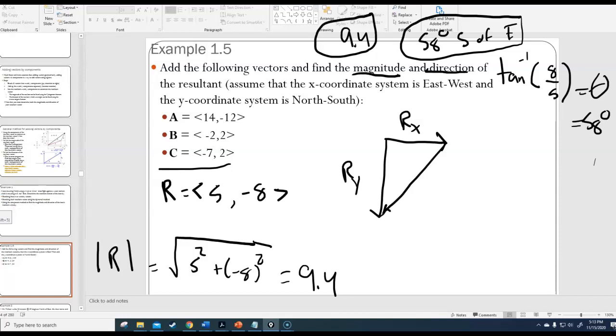So what the resultant should actually look like in this case is more like this, as we just saw. Just think about what it is you're doing and make sure that you're reconstructing your vector correctly.